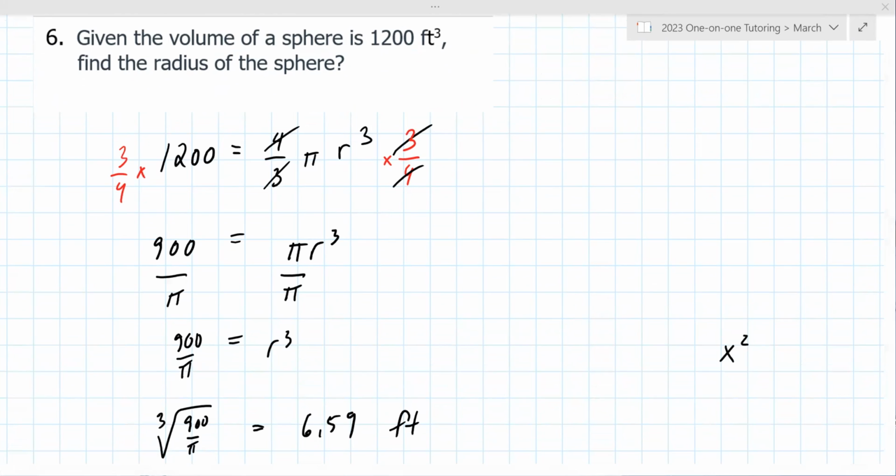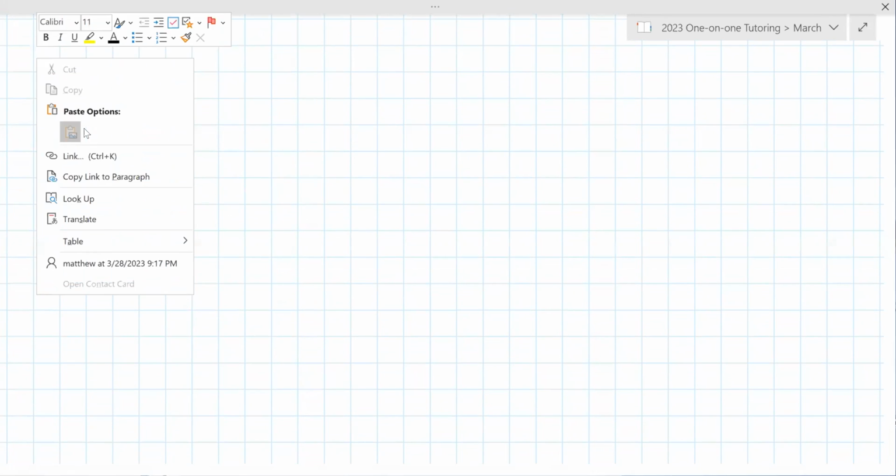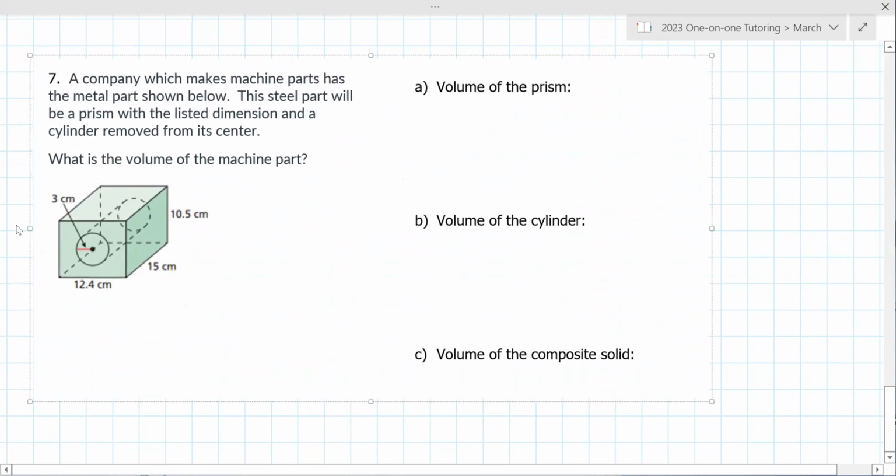All right, so we can move to 7. A company which makes machine parts is making a metal part shown below. The steel part will be a prism with the listed dimensions and a cylinder removed from its center. What is the volume of the machine part? So we're going to first find the volume of the prism, then find the volume of the cylinder and then subtract the two. So the composite could mean add or subtract, right? It depends on what you're doing.